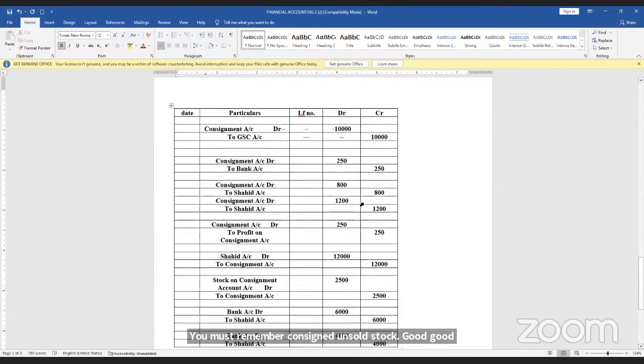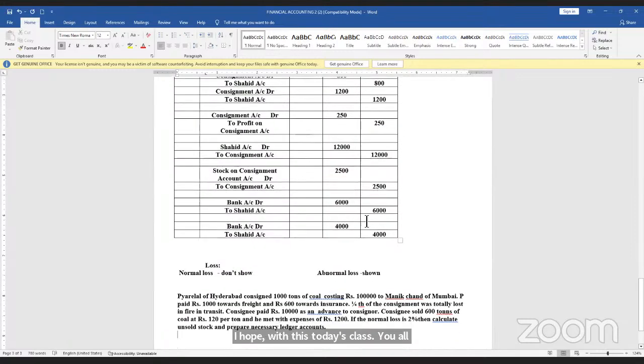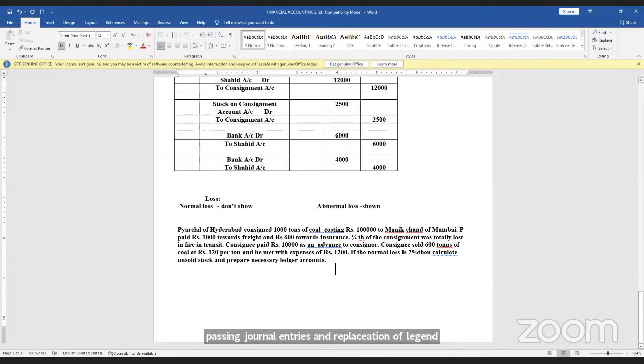I hope with yesterday's class, you all understood passing journal entries and preparation of ledger accounts. And today, I'm going to add two more points, that is, how to calculate the unsold stock. Okay, first let us calculate normal loss.